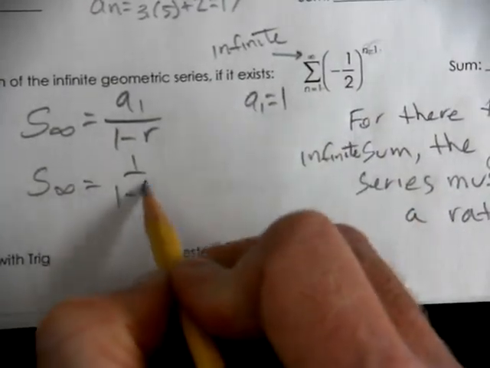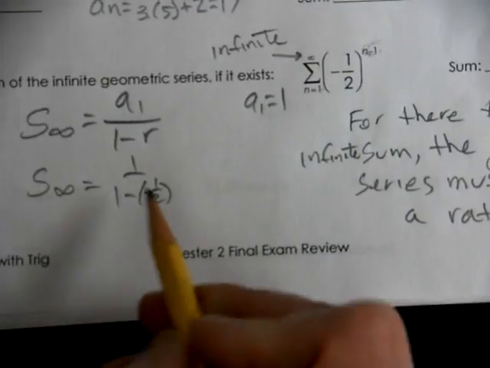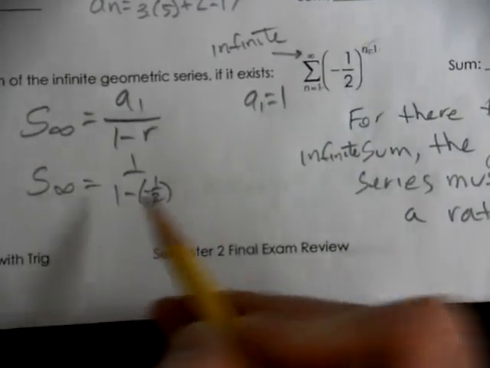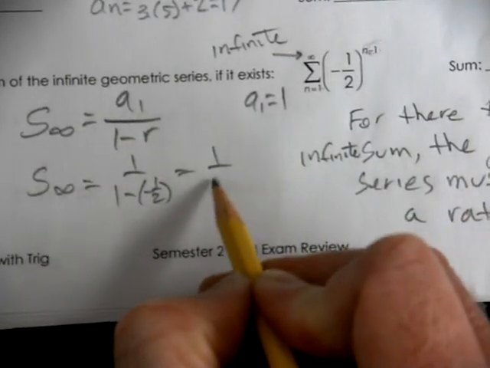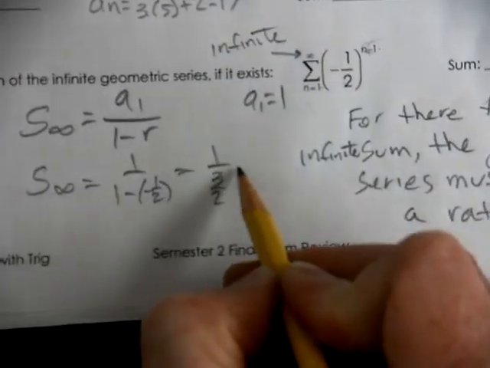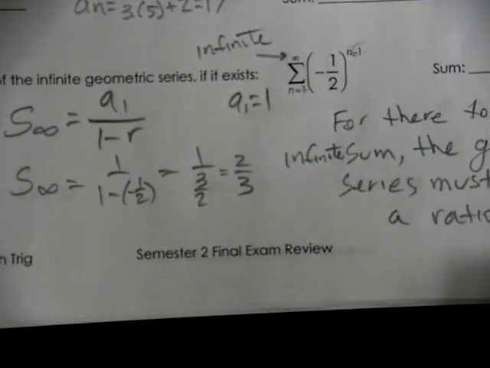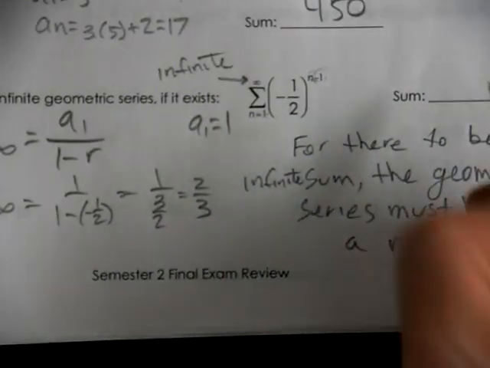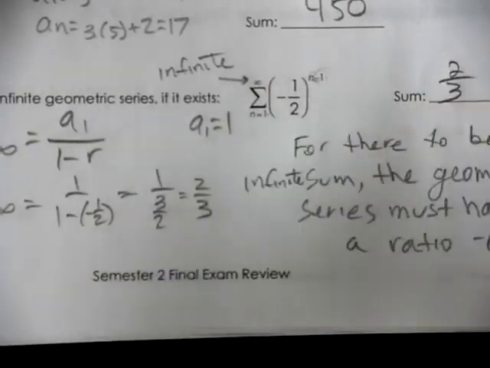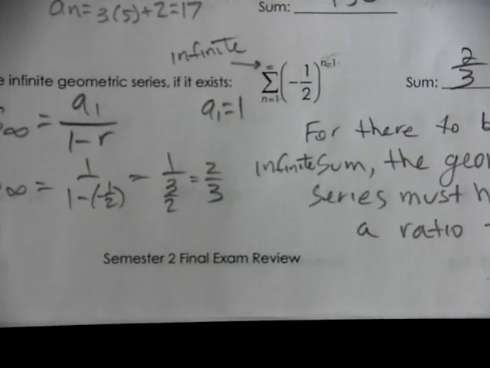And our ratio is -1/2. So we're actually adding 1/2. So we're 1 over 3/2. And to handle that, you multiply by the reciprocal. So it's actually 2/3. 2/3 is the total sum. Questions about that?